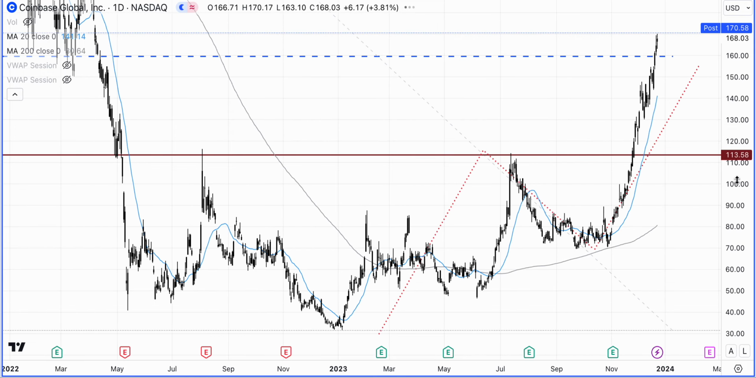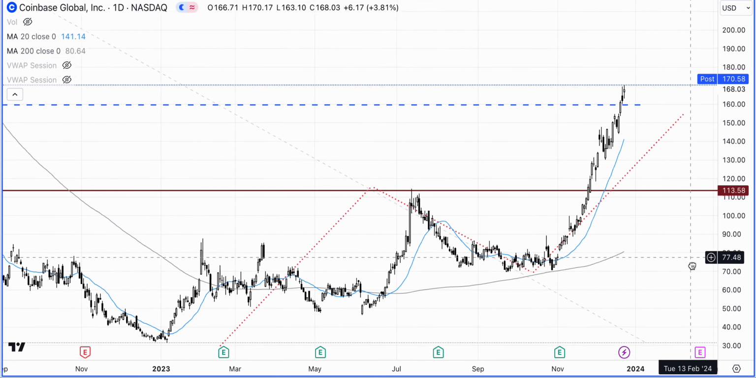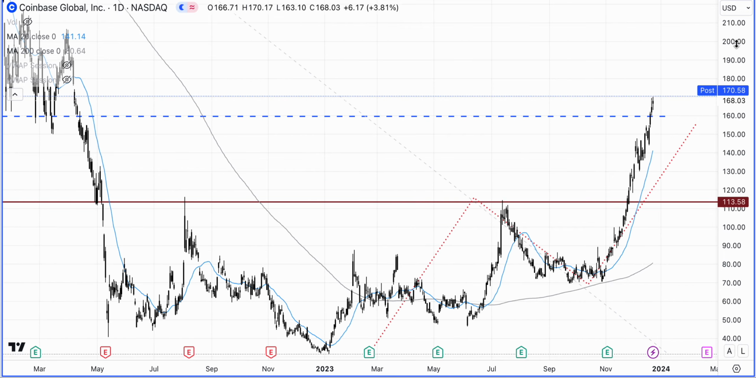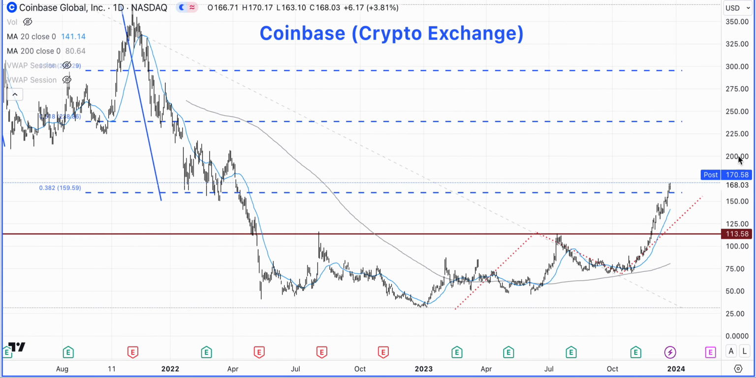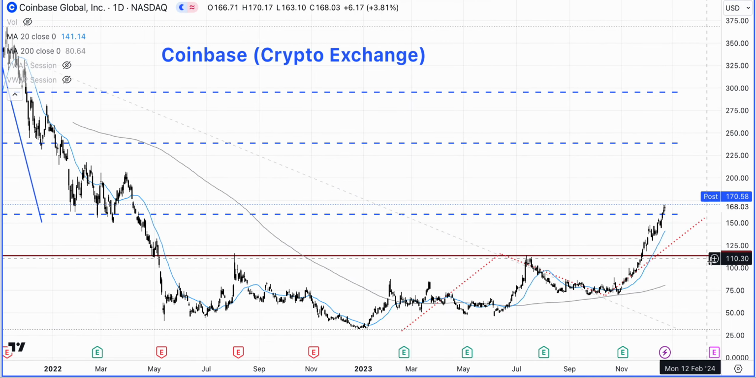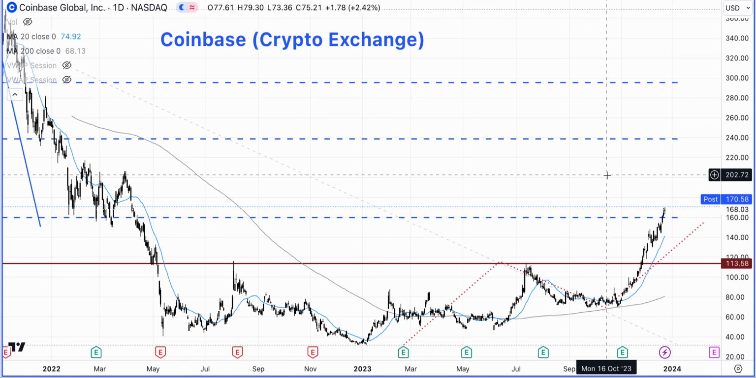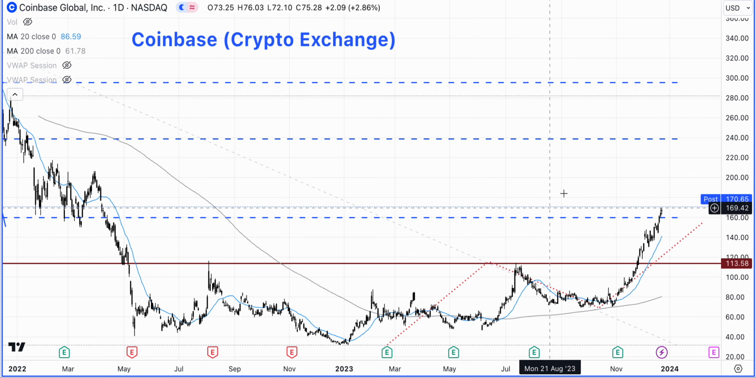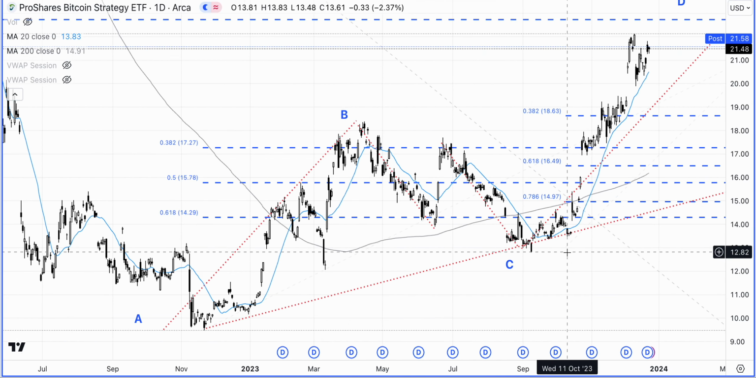Really interesting. The pattern that we were watching in Coinbase was around this 38.2% Fibonacci retracement coming in around this blue line. And what we have actually seen the stock do is move above that. So that's good, that's positive. And also this ABCD 1-to-1 price projection that we're looking at. So let's see if it is able to hold above that for a few more trading days. And while we are taking a look at this, let's take a look at BITO, which is the ProShares Bitcoin Strategy ETF.